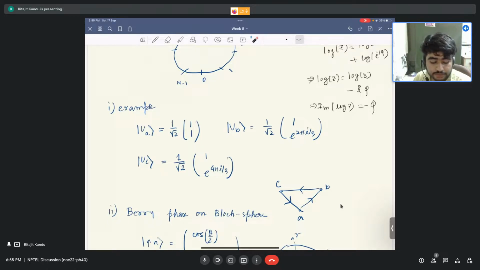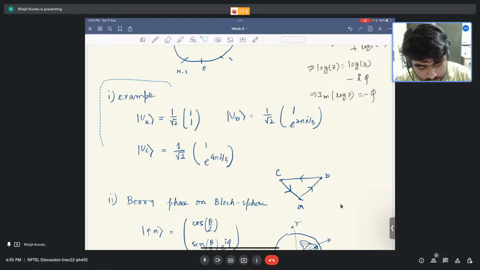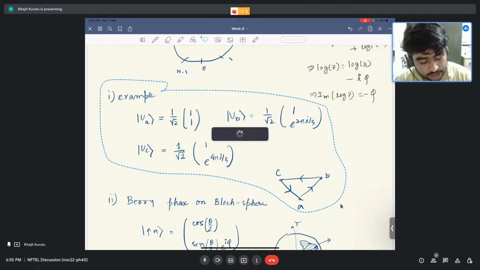Now I have these states: UA, UB and UC. These three states correspond to three points on a path. This is my A, this is B and this is C, and I want to calculate the Berry phase when I am traversing through this path and coming back to A. This is the quantity that I have to calculate. So now let's do this calculation.